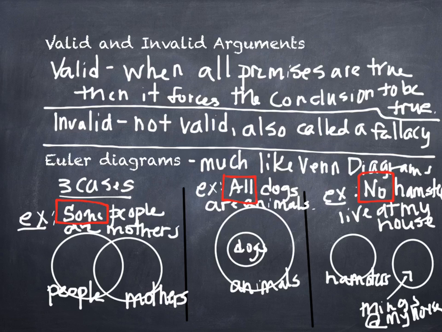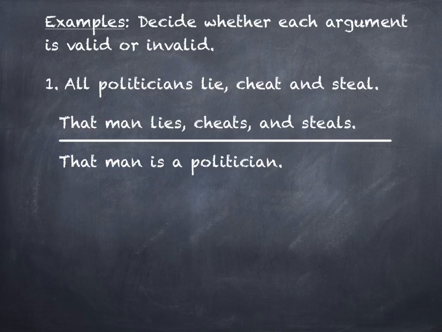All right, so every diagram we draw is going to be one of these 3 types. We're going to have overlapping circles, enclosed or containing circles one around another, or we're going to have circles that are disjoint, unconnected at all. And to decide whether an argument is valid or invalid, we're going to draw our picture, and we're going to infer from our picture what the situation is. So here is an example. It says decide whether each argument is valid or invalid.